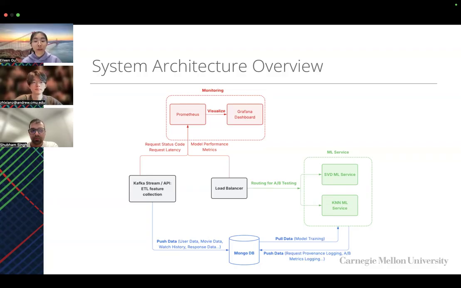Then we come to the load balancer, which will route all the requests from our instructions VM to the A/B testing ML services. And the final part is the monitoring. It basically pulls the data, for example, the request data code, request latency, and model performance metrics, from the Kafka stream and the load balancer.